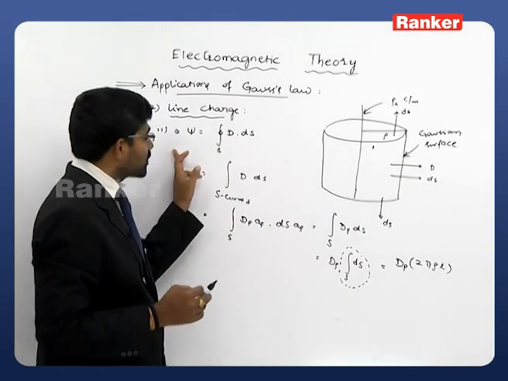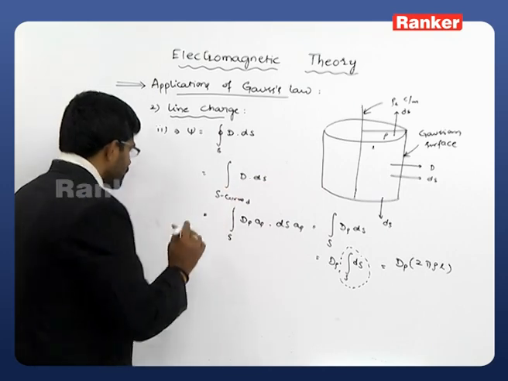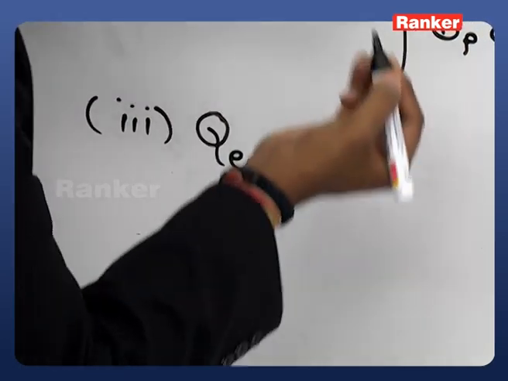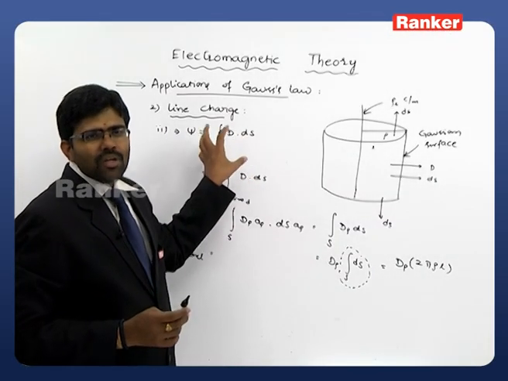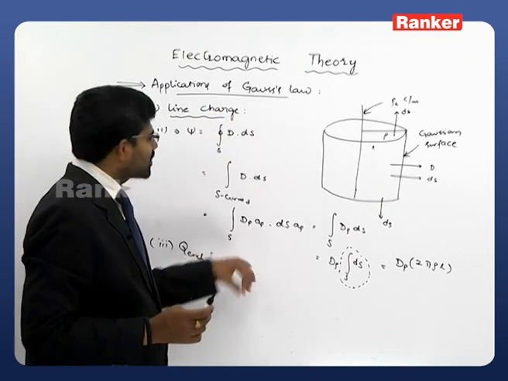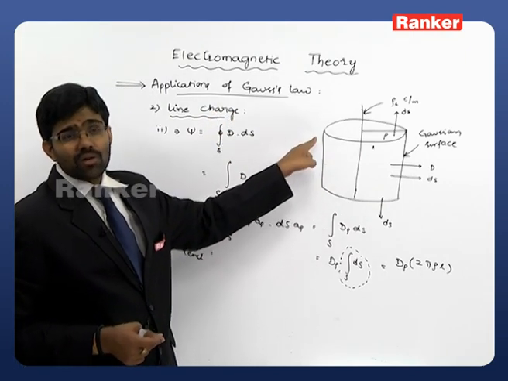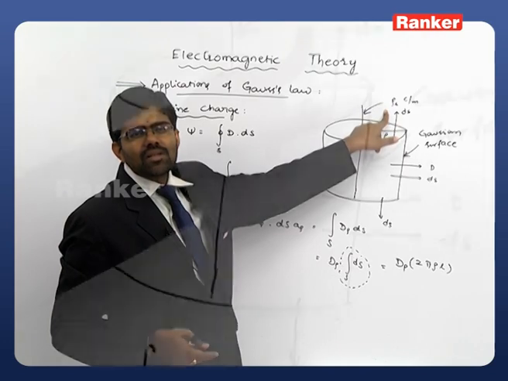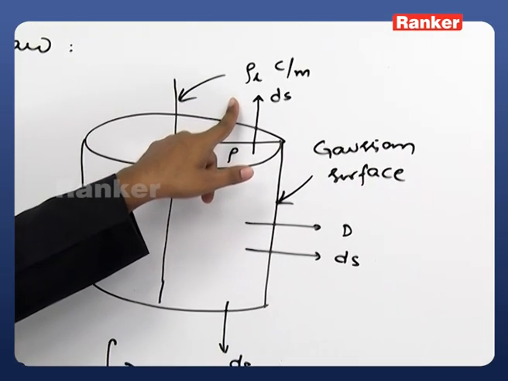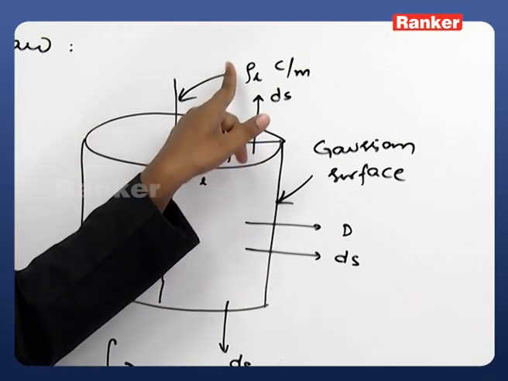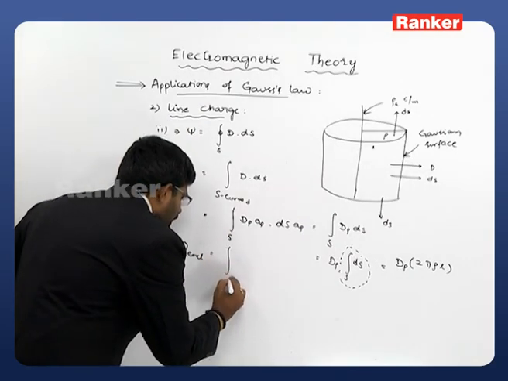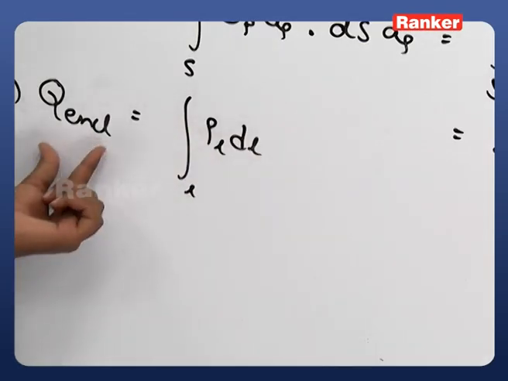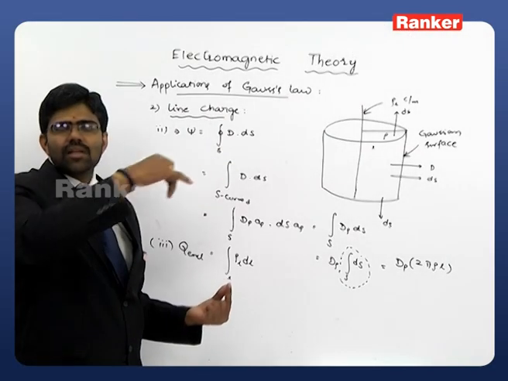We calculated the total flux leaving through the surface. And the third step is the total charge enclosed. In our previous example, we took a point charge, that is why the total charge enclosed was directly equal to that point charge. But here we are not taking any point charge directly. Instead, we are taking a charge density, and using that charge density we can calculate the total charge enclosed. So how do we obtain the total charge using the line charge density? It is a very simple one: the line integral of rho L dl gives us the total charge enclosed within that particular Gaussian surface.